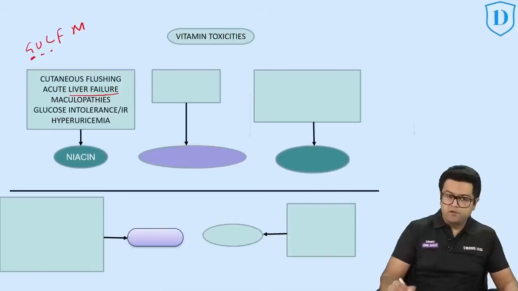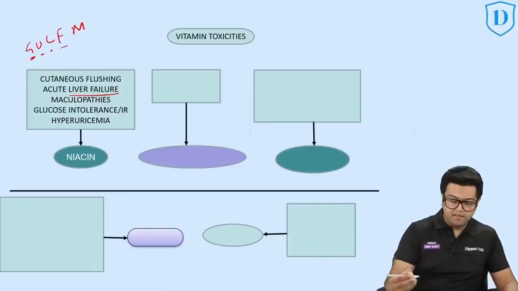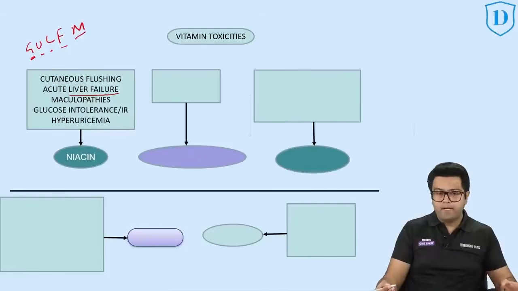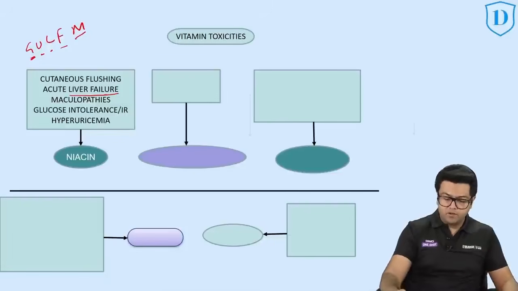So L for the liver failure, F for the flushing, guys, right? That is the most common side effect that you all know, and M for the maculopathies, and that was the last question they asked in the exams. Maculopathies, right? Or a macular cyst. So these are the examples of the toxicities, right?